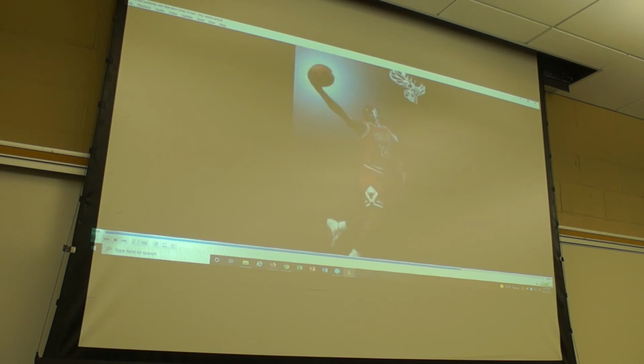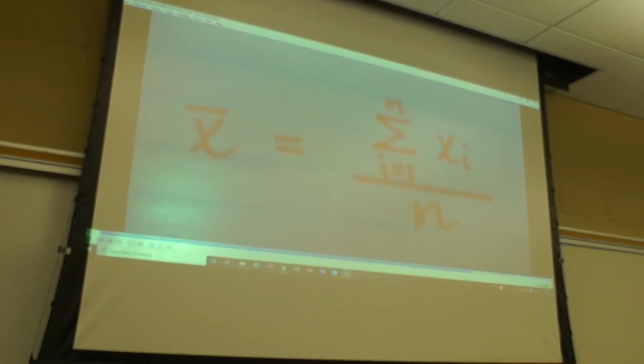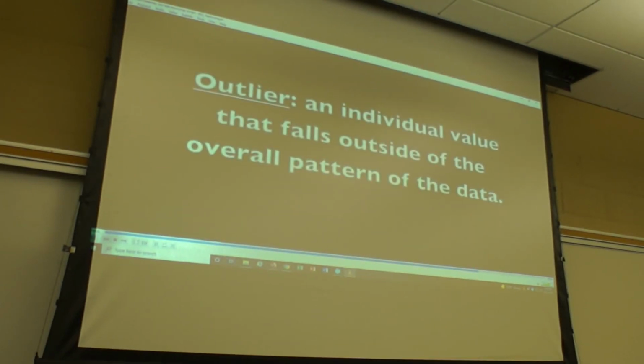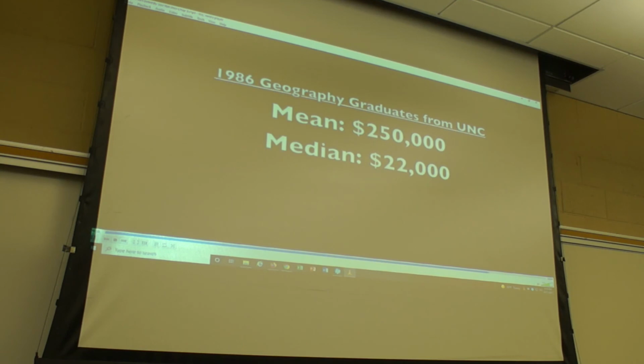Michael Jordan earned his geography degree this year and went on to make over $700,000 in the NBA. You see, the average is computed by taking the sum of the data values and dividing that sum by the number of data values. This measure of center is highly affected by outliers, an individual value that falls outside of the overall pattern of the data. While the average is accurately reported, the statisticians should have used the median or the middle value to report the average starting salary based on the presence of extreme values.